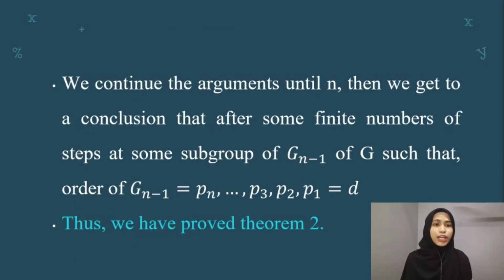If we continue the argument until n, we can reach a conclusion that after some finite number of steps, there is some subgroup Gn-1 of G such that the order of Gn-1 is Pn until P1, which is equal to m. So we have proved theorem 2, which is let G be a finite commutative group of order n. If m is a positive integer such that m divides n, then G has a subgroup of order m.